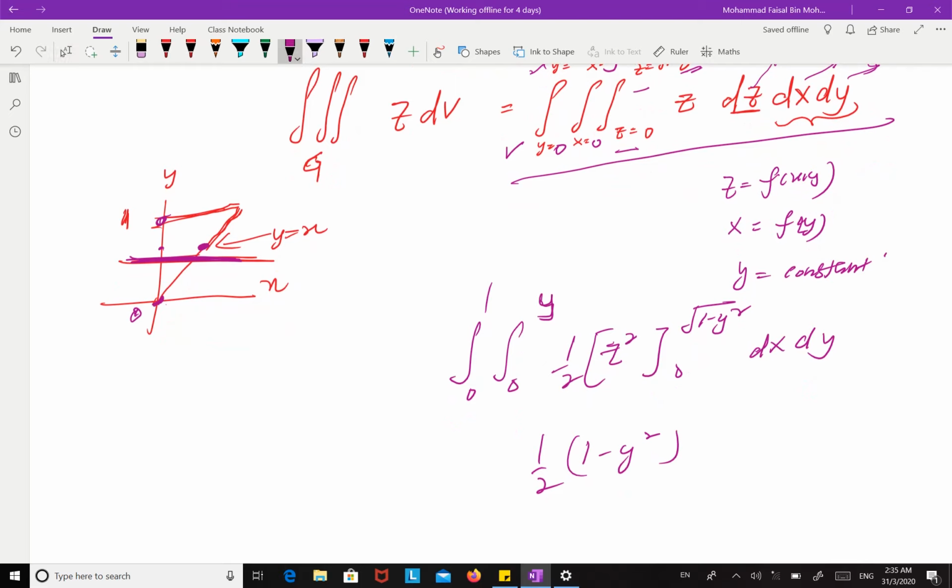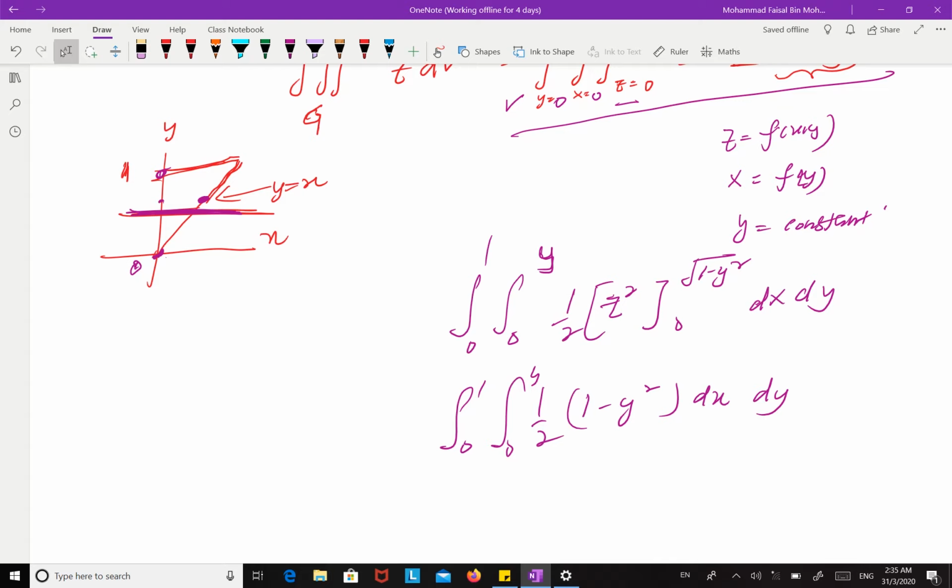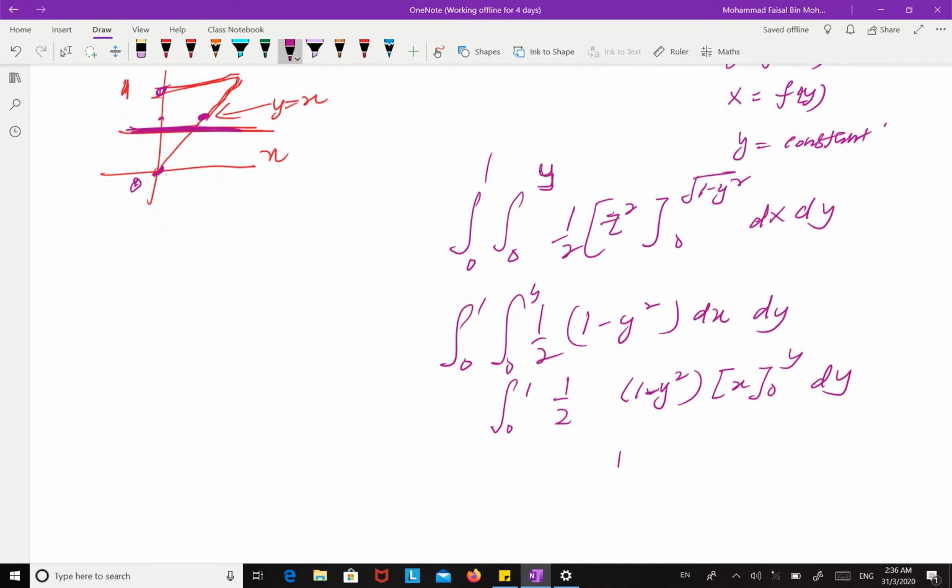Then you integrate this dy. With respect to x, we just get x. So half x times 1 minus y squared, which is a constant, with x from 0 to y, and y from 0 to 1. Then you have half of 1 minus y squared as a constant, so x is y. Then integrate the whole thing with respect to y.